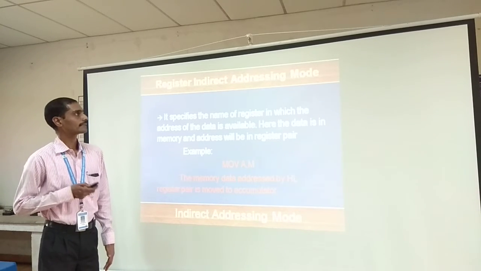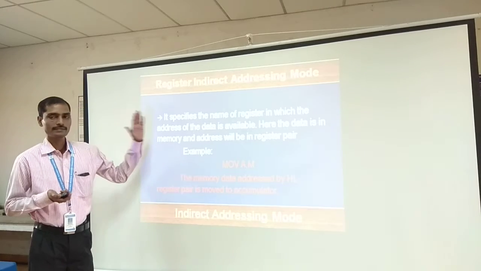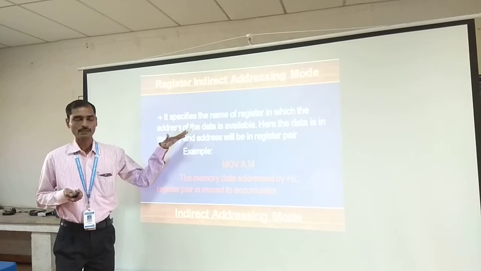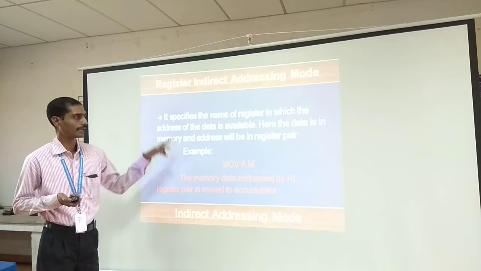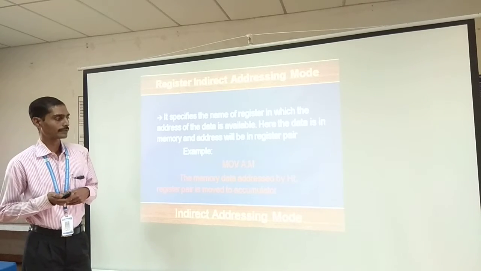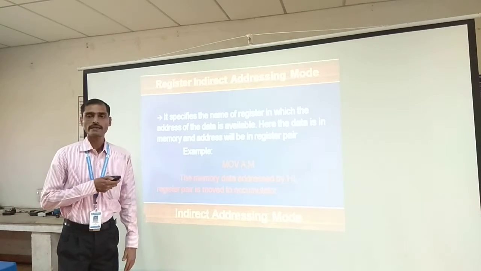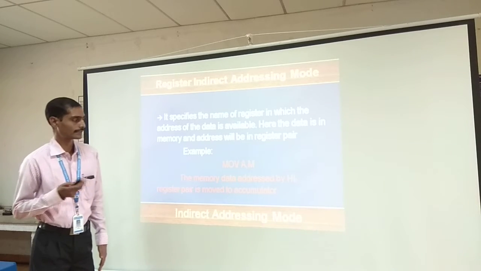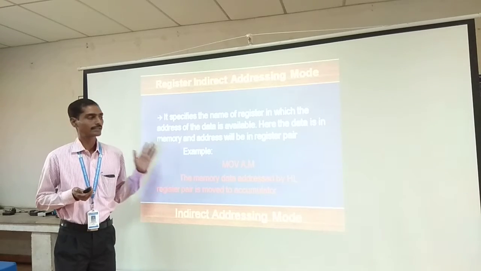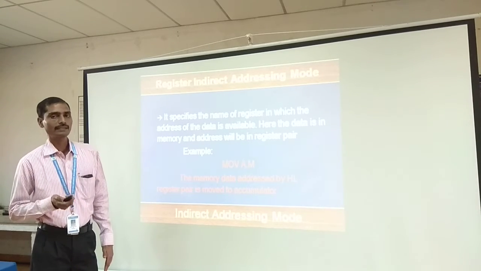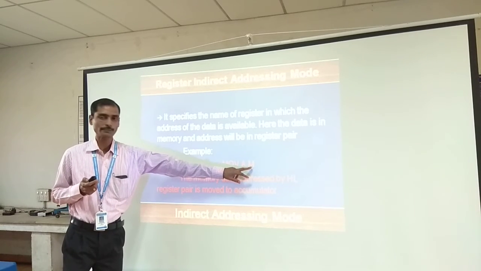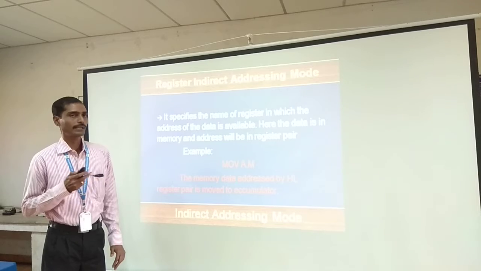The next addressing mode is register indirect addressing mode. This type of addressing mode specifies the name of the register in which the address of the data is available. So here the data is stored in memory and the address is stored in the HL register pair. In the 8085 processor, we have 7 8-bit registers: A, B, C, D, E, H and L. If you want to store 16-bit data, we can make use of register pairs. The allowable register pairs are BC, DE and HL. Among these, the HL register pair can be treated as a temporary memory location, denoted by capital M.